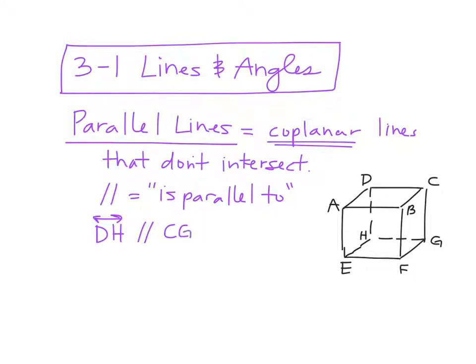Line CG. Now, here's the deal with this. There is a way that we mark lines parallel. It's kind of like how we mark lines congruent or segments congruent or angles congruent. But now we do it with arrows instead. So DH and CG marked parallel, you would just put an arrow on each one of those.